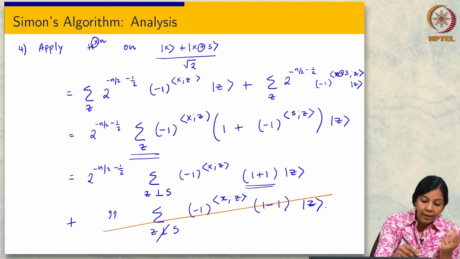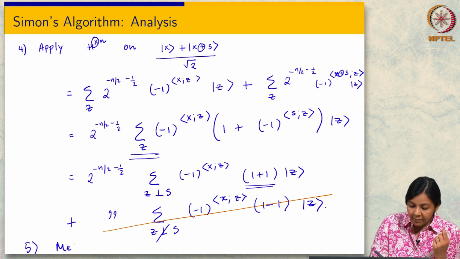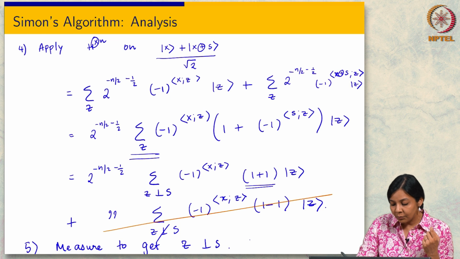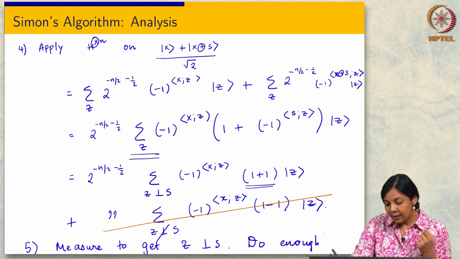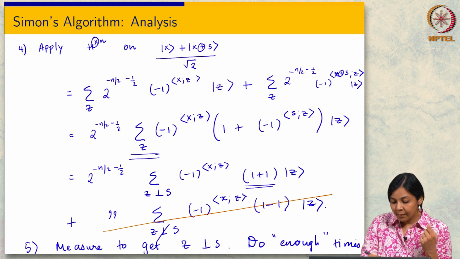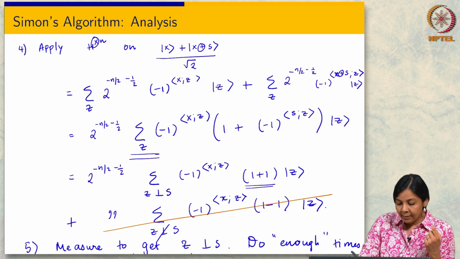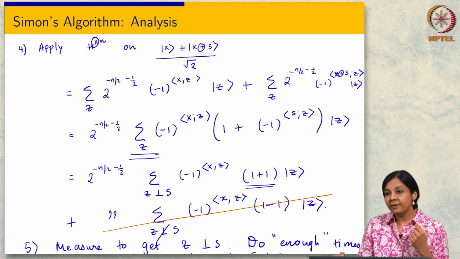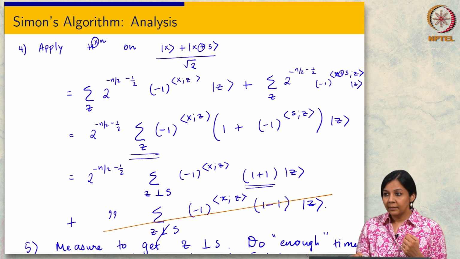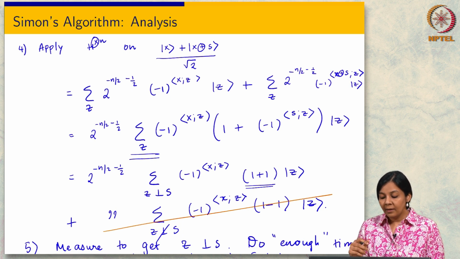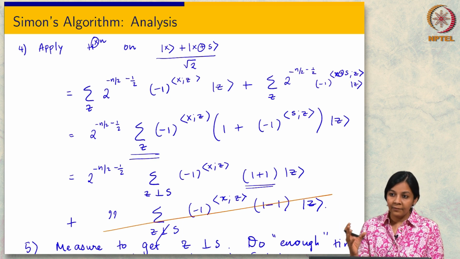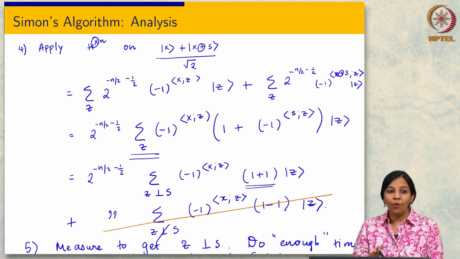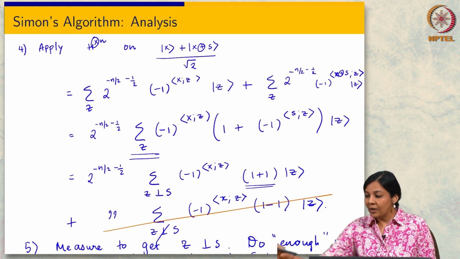So the final step of the algorithm, as we have already discussed, is to measure to get some Z that is orthogonal to S, do this enough times, we will talk about this, to get n linearly independent Z, and this suffices to recover S. Everyone agrees? So this is the algorithm. We have a little bit of details that we have not discussed. In particular, we have not discussed how many times to repeat this, but before we go there, I would like to once again recap the idea of the algorithm.